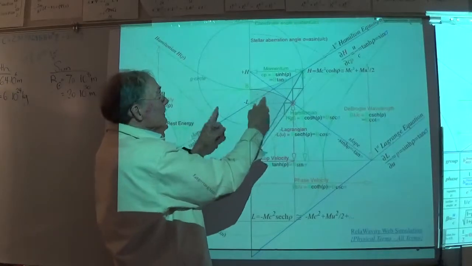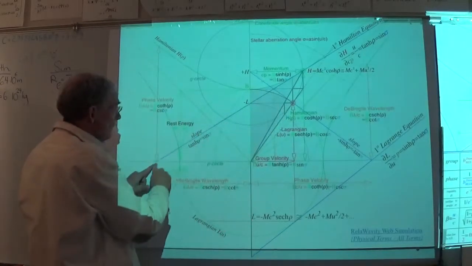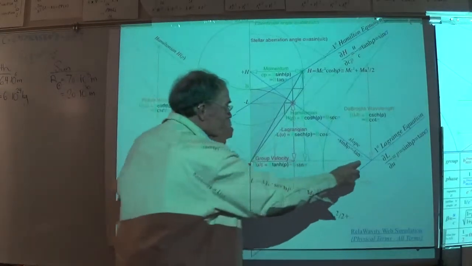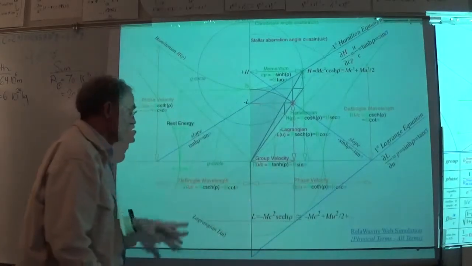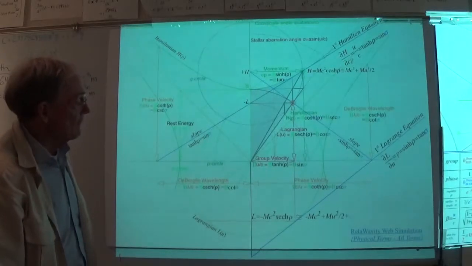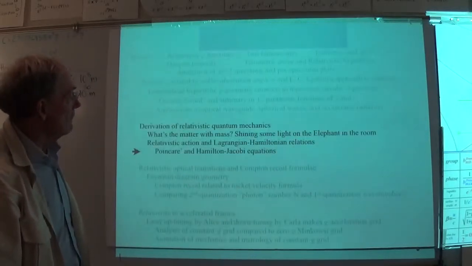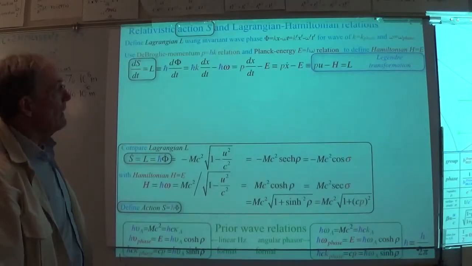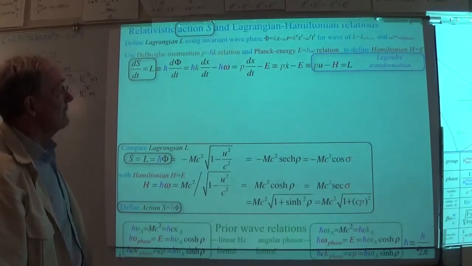Similar are the intercepts. These intercepts are also interesting for this. They're the phase velocity and the de Broglie wavelength. So there's a whole bunch of stuff all tied up into high school trigonometry, basically.